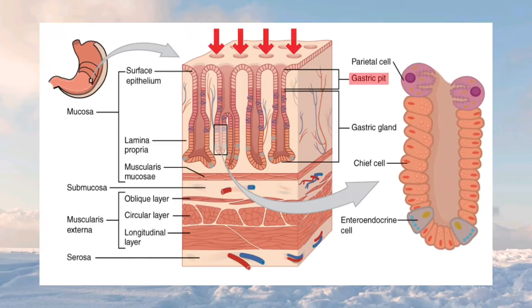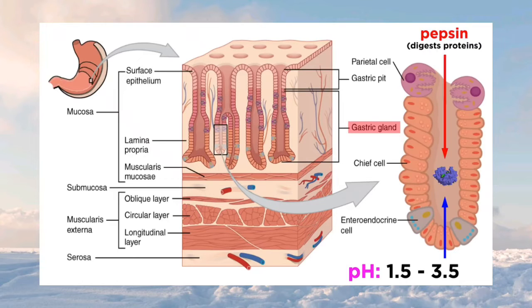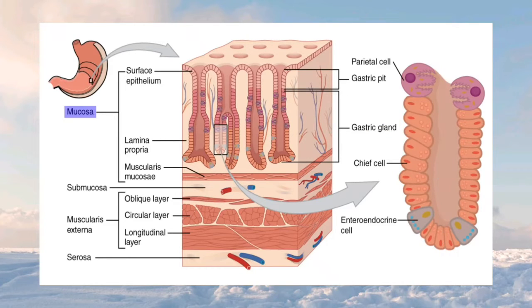Zooming in, we can see gastric pits, which lead into tubular gastric glands, which is where the gastric juice is produced. This generates a very acidic environment with a pH between 1.5 and 3.5 that is necessary for pepsin to do its work, the enzyme that digests proteins. The stomach needs a mucosal barrier to withstand these acidic conditions, so that it is not broken down along with the food, and this is achieved by a lot of mucus sitting on top of tightly joined epithelial cells that are constantly regenerated by stem cells beneath.